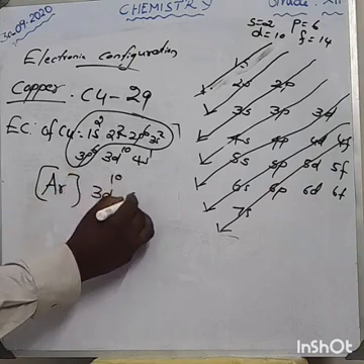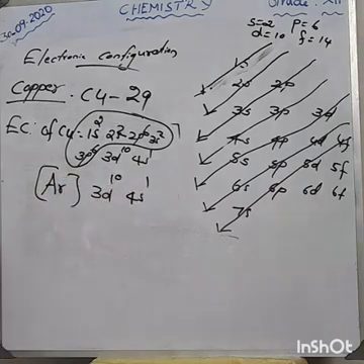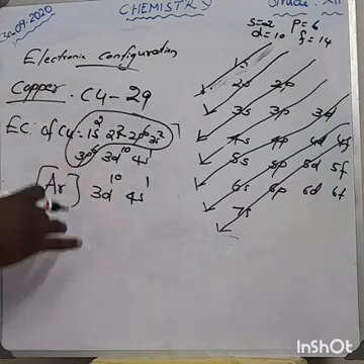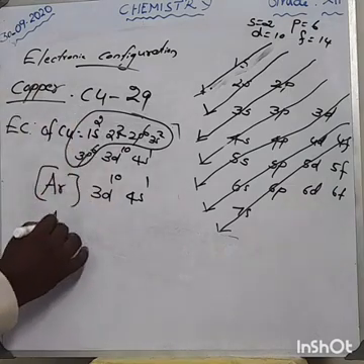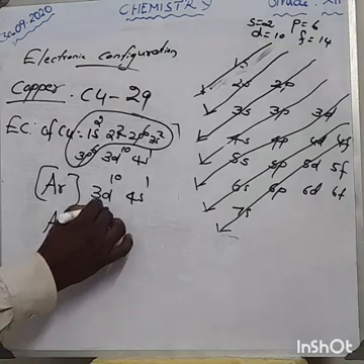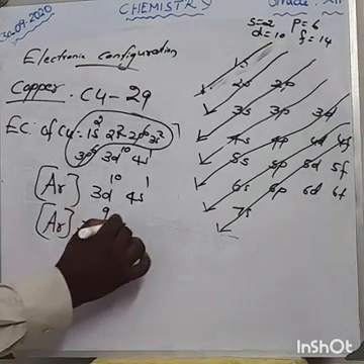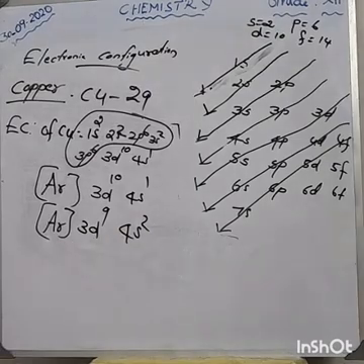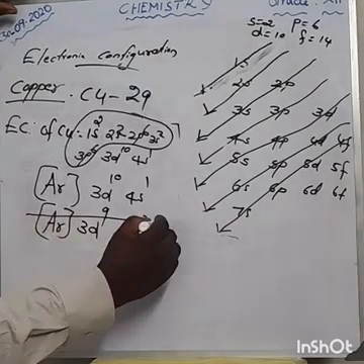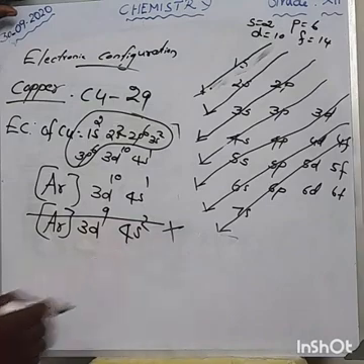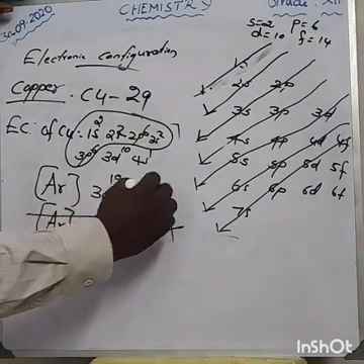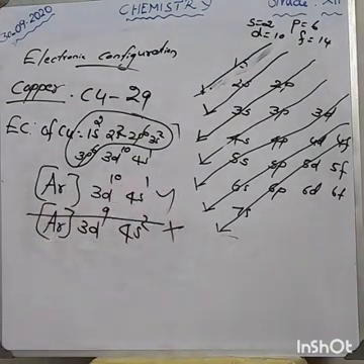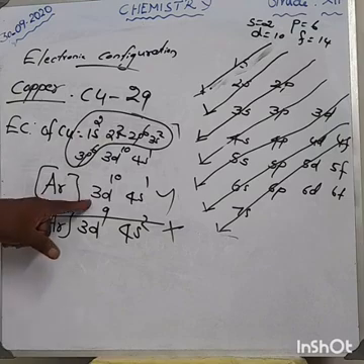3d10, 4s1. If you write like that, that is the correct one. If you write the configuration as Ar 3d9, 4s2, it is not a stable form. Wrong. Because the 3d subshell begins to completely fill for stability. The 3d subshell is completely filled.